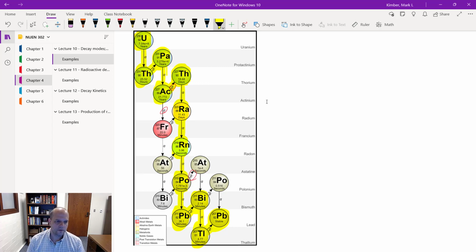And so, we're going to calculate the Q values for each and every one of these, and then the total Q value, we're going to get some number, and that's going to represent the total energy that would be released going from uranium-235 all the way to lead-207.